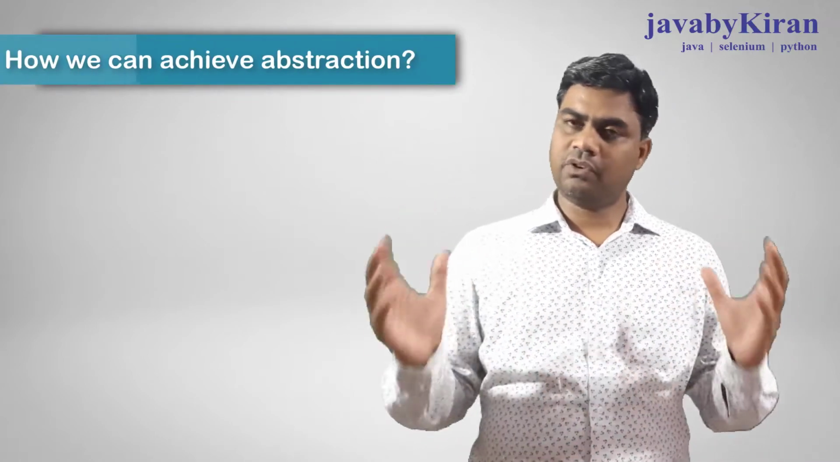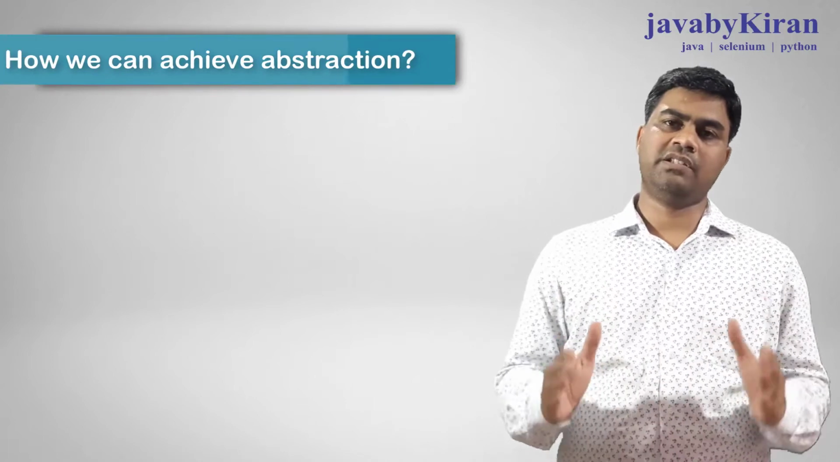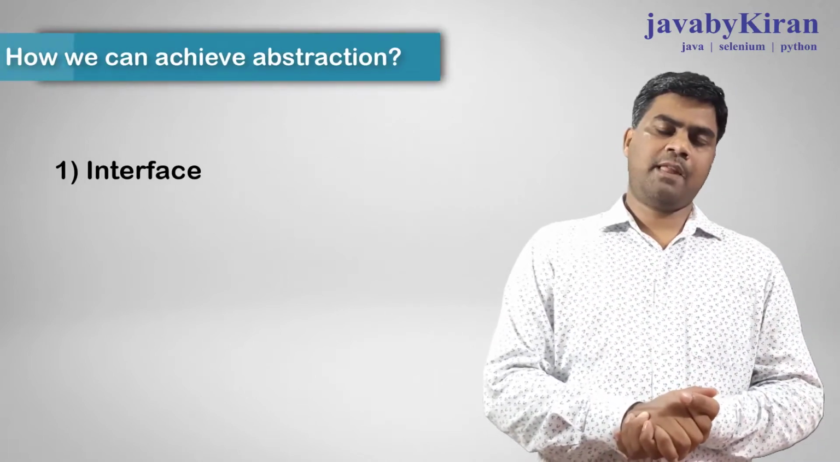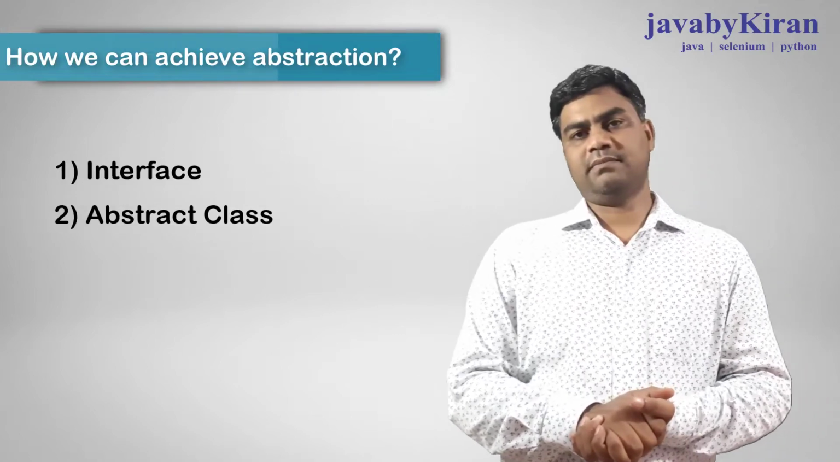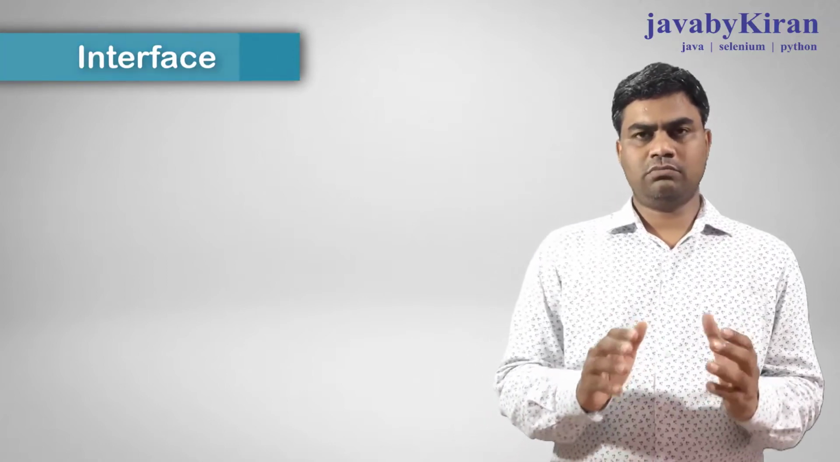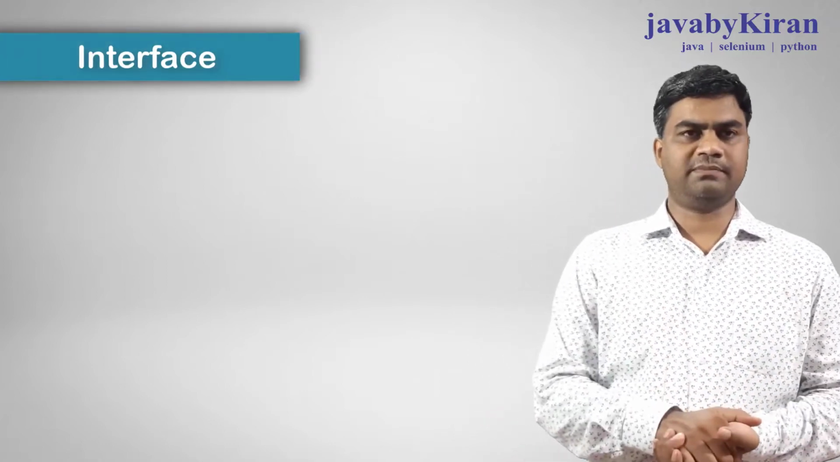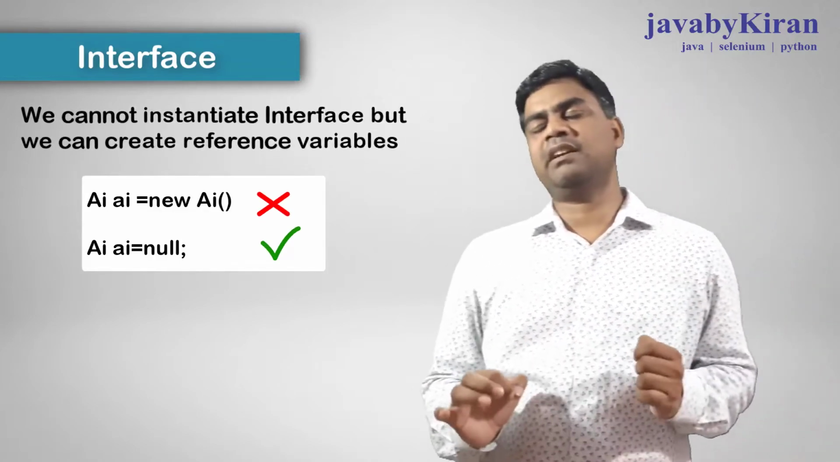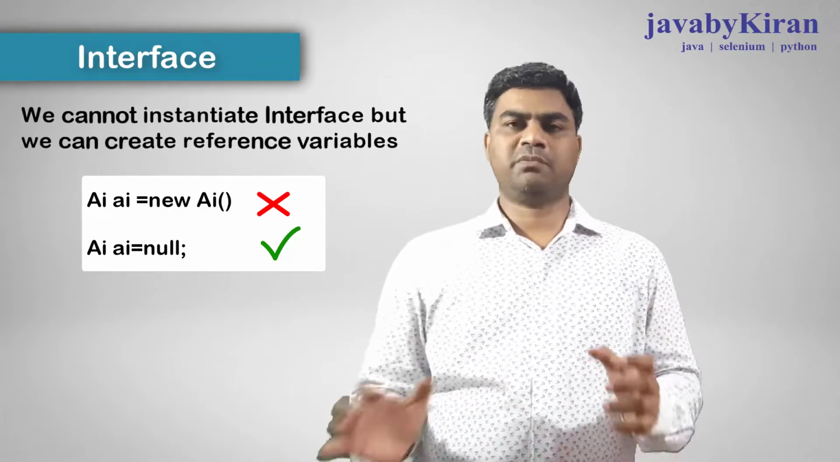Now, how can we achieve abstraction? For achieving abstraction in Java, there are two ways. One, interface. Another is abstract class. We are going to see interface now. I am going to list out the most important points of interface. Coming to the first point: we cannot instantiate an interface, but we can create a reference variable of an interface.